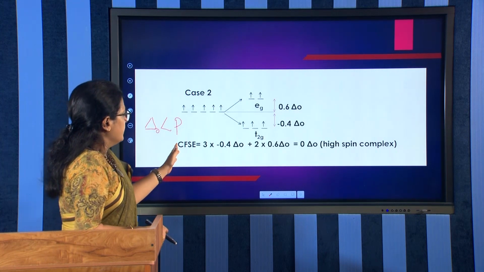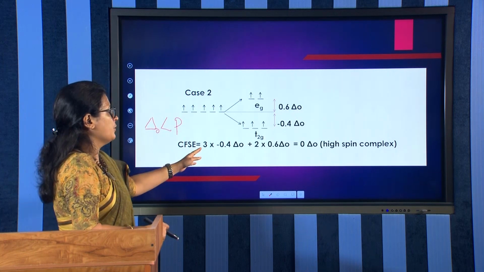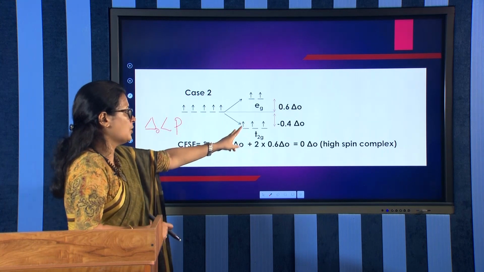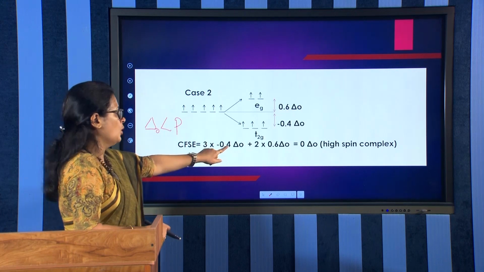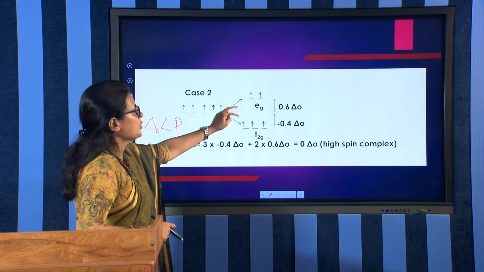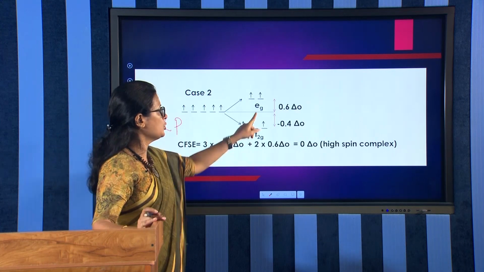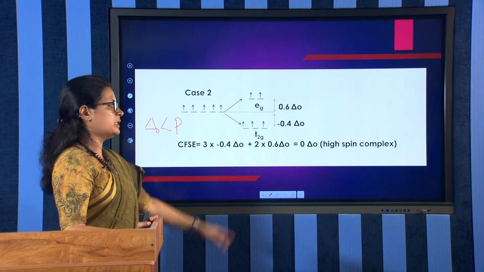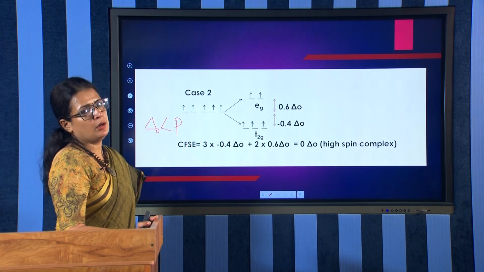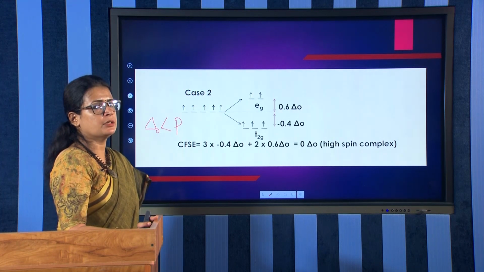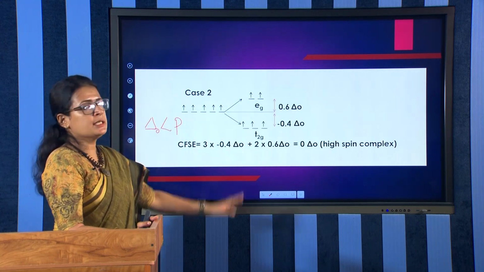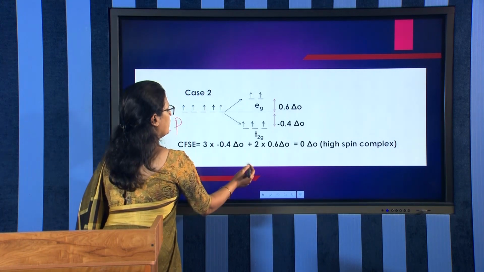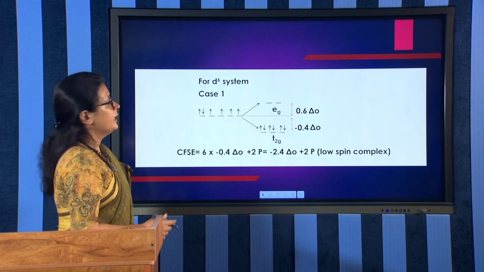And now while calculating the crystal field stabilization energy, you have to add the number of electrons in T2G set, that is 3 into the stabilization energy of T2G, that is minus 0.4 delta O plus the number of electrons in the EG set, that is 2 into plus 0.6 delta O. On the whole, if we add, you will get 0 delta O, that is crystal field stabilization energy is 0 in the case of high spin D5 complex. Okay. And now moving to the next system, D6 system.